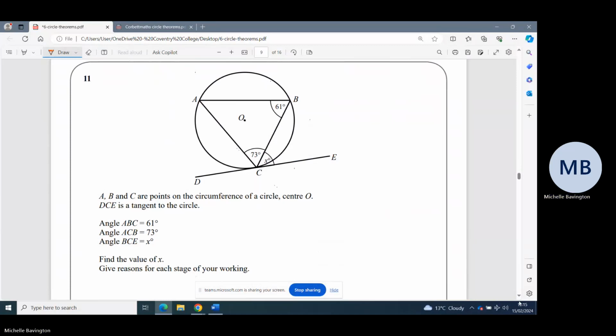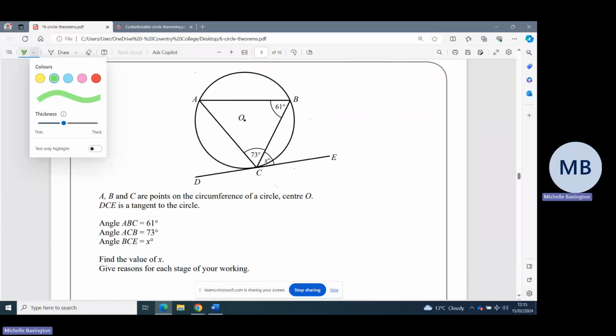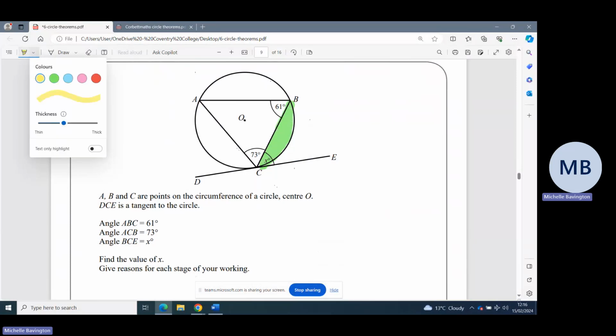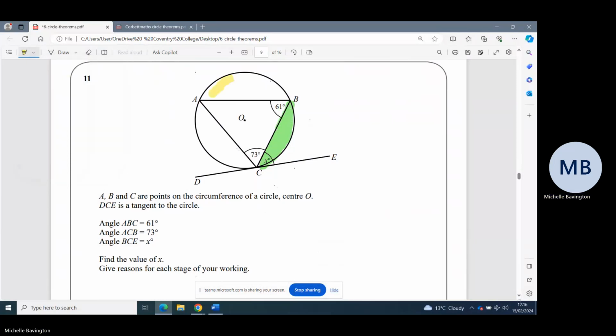Right, find the value of x. Well, I'm thinking about my rules, and I'm thinking, oh, come on, let me do it there. I'm thinking that's one segment. And this is another segment. Let's just pull it in.